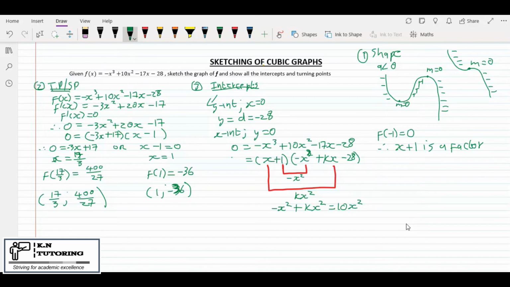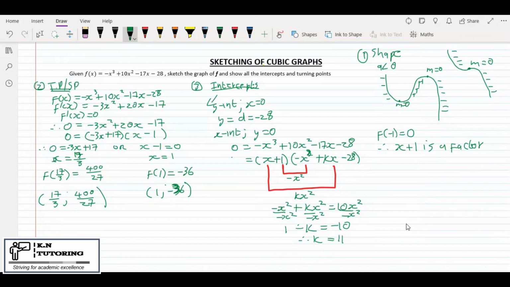Then I'm going to simplify this. I'm going to divide everything by x squared. So I'm going to divide by negative x squared, negative x squared, negative x squared. Then I will be left with 1 minus k is equal to minus 10. Therefore, k is equal to, let's see, I take k to the other side, it becomes positive. Then I take 10 to the other side, it becomes 10 plus 1, which is going to be 11.